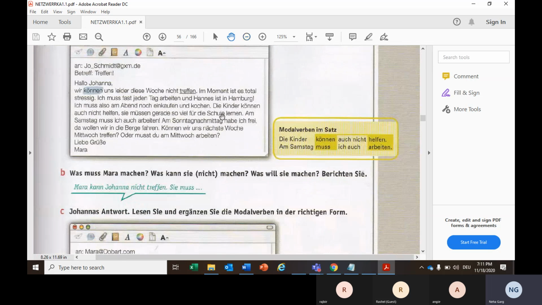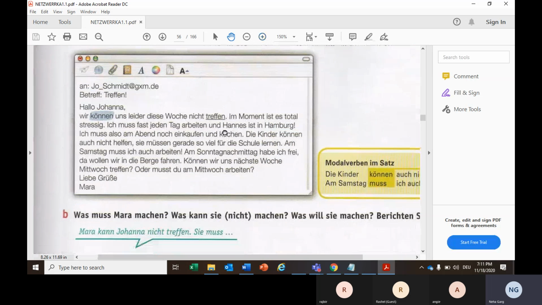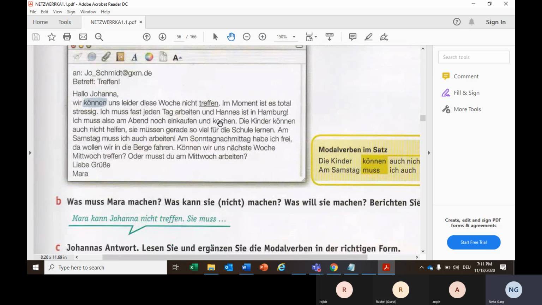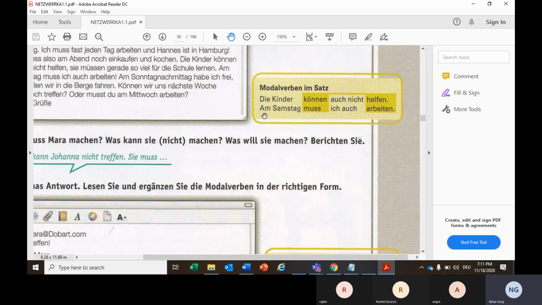So here, this is basically just to revise how modal verbs are used in a sentence. When you're writing any email or doing any writing part, it's always good to use modal verbs to describe the situation, like you cannot do this, you must do this, or you should do this. Now another exercise is: Was muss Mara machen, what she has to do, was kann sie nicht machen, and what she cannot do, was will sie machen, what does she want to do.